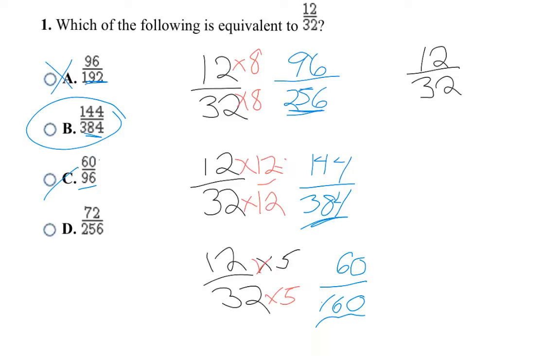And then my numerator in D is 72. So 12 times what will give me 72? And 12 times 6 will give me 72. So I take the new denominator times 6 also. 32 times 6 is 192. And so once again, those denominators don't match, so it can't be D. So I'm very confident that my final and correct answer is B.